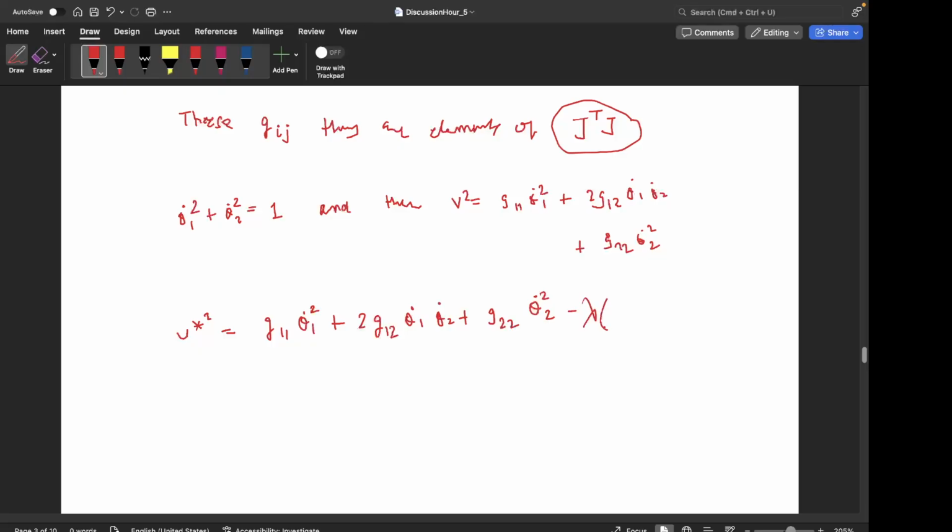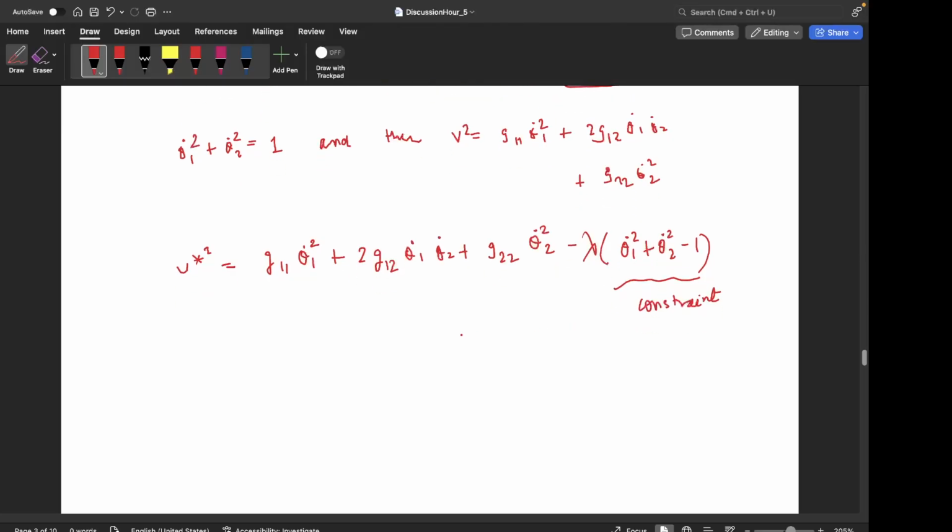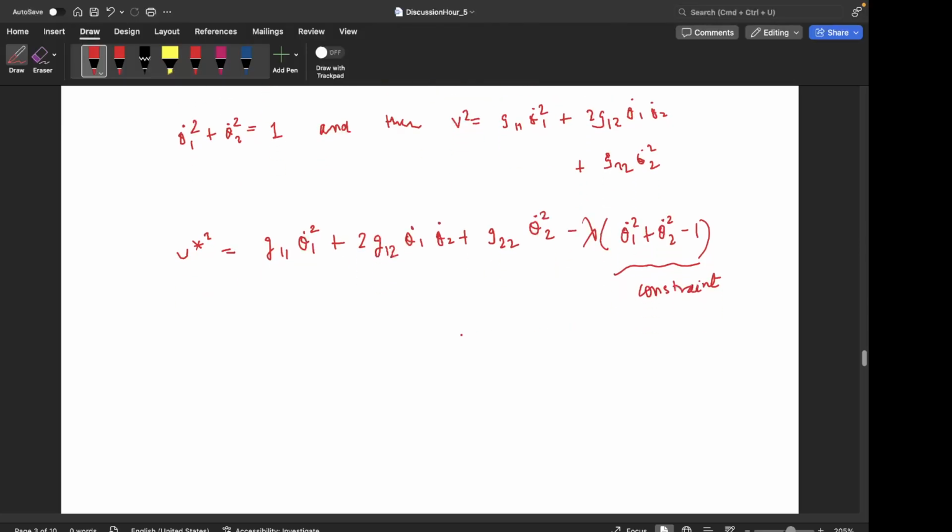And lambda times this constraint that we have, theta 1 dot square plus theta 2 dot square minus 1, right? This is our constraint basically, and this is a logical constraint because in reality our motors, which provide the angular velocity to the joint, will always have constraints on the maximum velocity that they can achieve, and we can write that constraint like this.